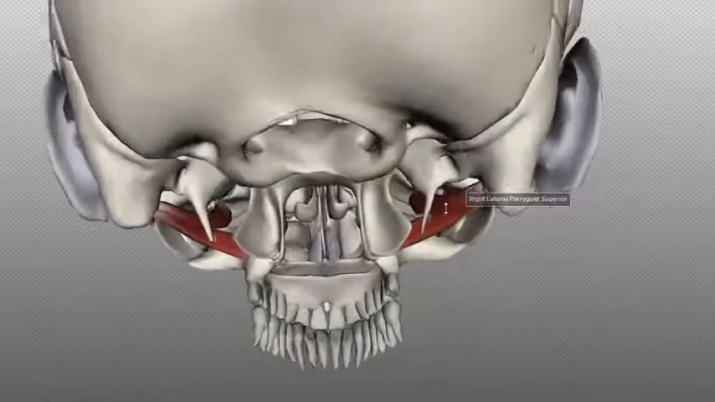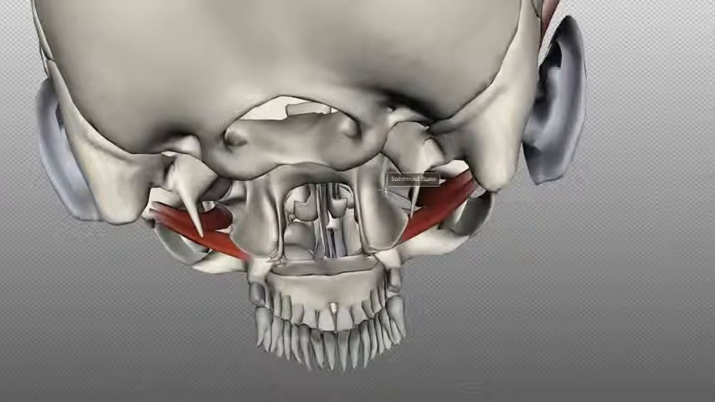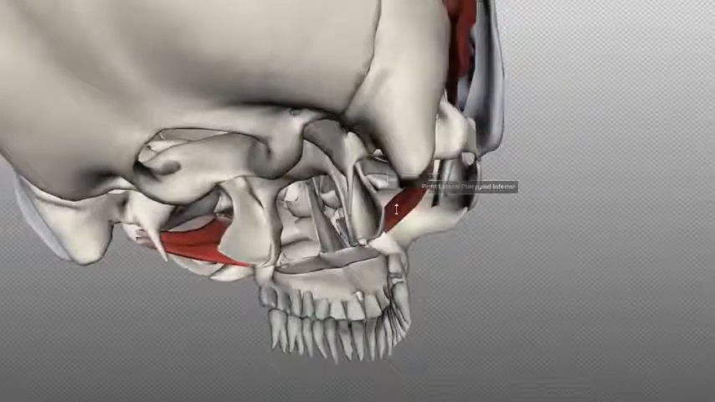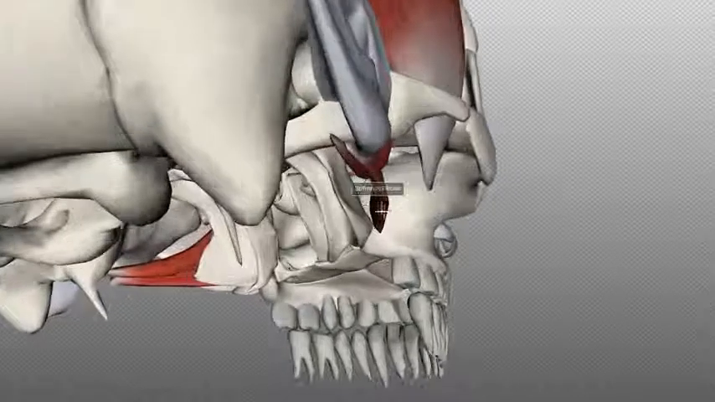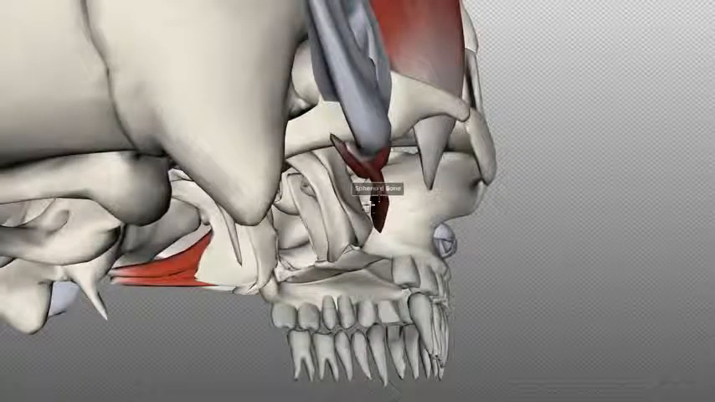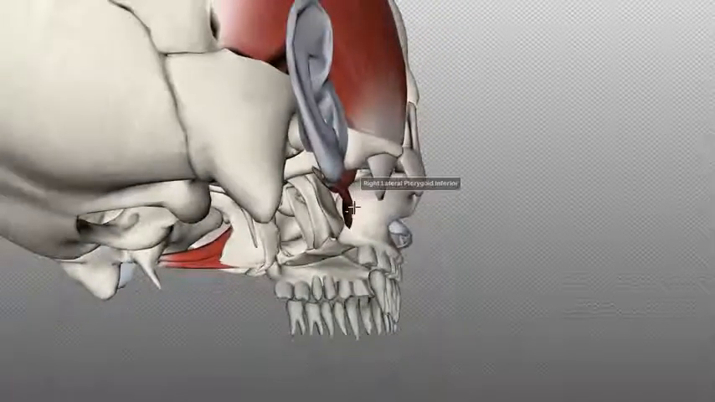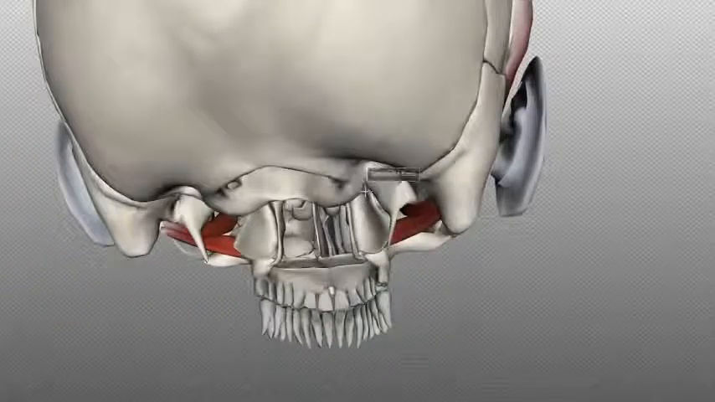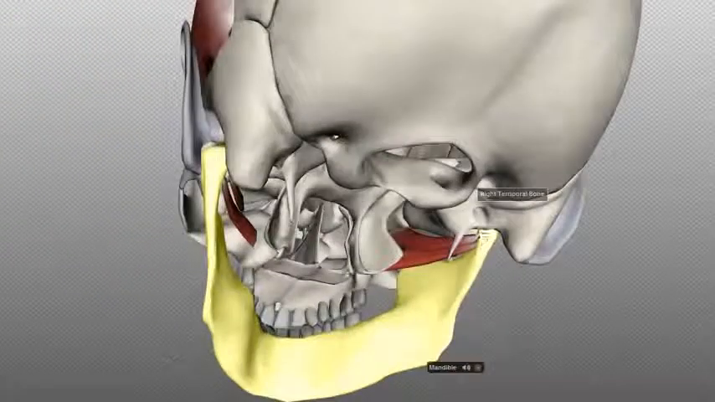So the lateral pterygoid originates on the lateral plate, but the medial pterygoid, which isn't shown here, inserts on the medial surface, and the lateral pterygoid inserts on the lateral process. This model isn't entirely accurate because this muscle isn't shown to be inserting on the lateral plate, but in reality it inserts on this lateral plate of the pterygoid process. And if I get the mandible back, it inserts on the condyle of the mandible.